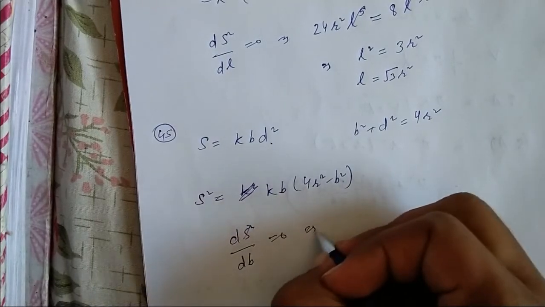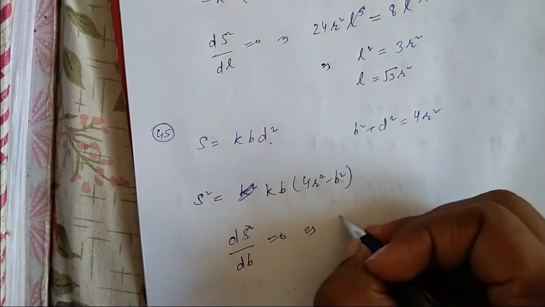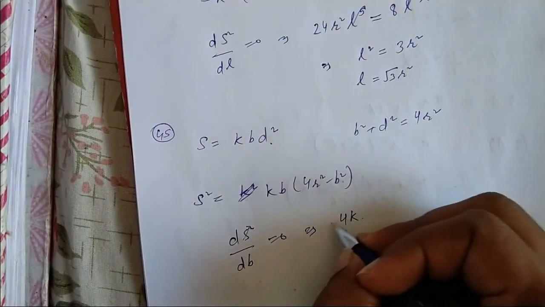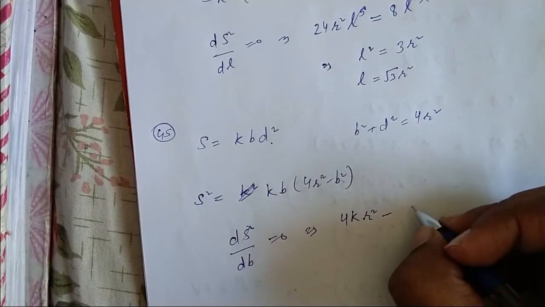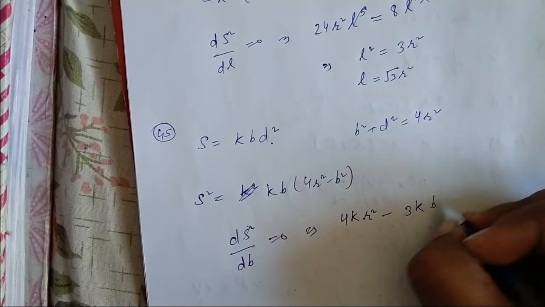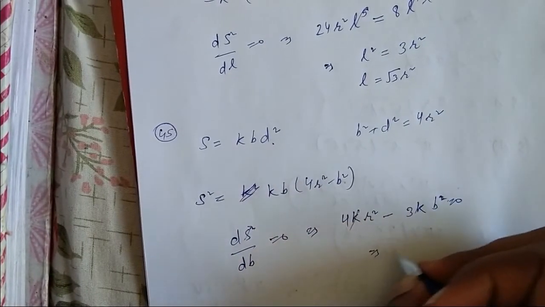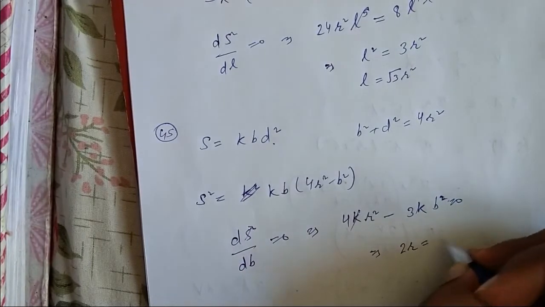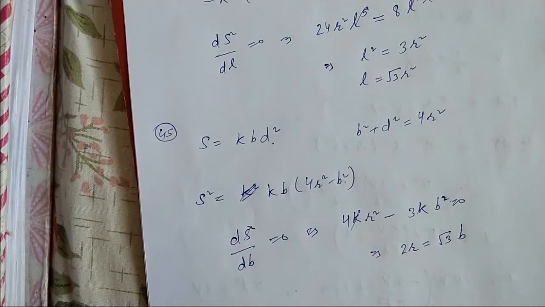This implies 4k r square minus 3k b square is equal to 0. This implies 2r is equal to root 3b. Okay. Now we can calculate the relation between b, d and r.